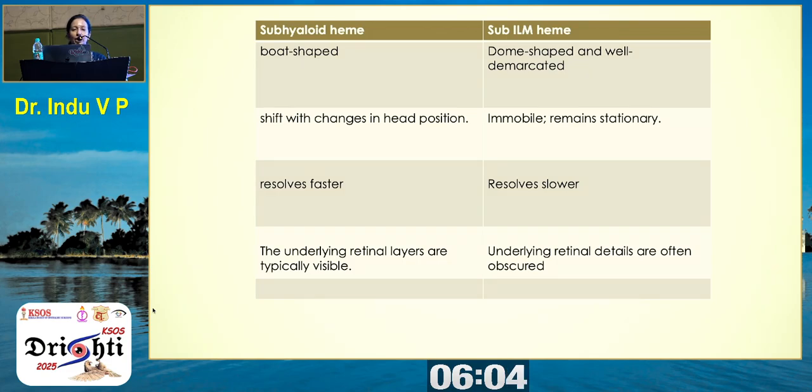So when you differentiate between a subhyaloid and sub-ILM, a subhyaloid is boat-shaped, sub-ILM is usually dome-shaped. A subhyaloid shifts with the position of the head, whereas sub-ILM does not shift. Subhyaloid resolves faster because it's more amenable to treatment, and the sub-ILM does not resolve so fast. And for a subhyaloid hemorrhage, the underlying retinal layers are typically visible on OCT, whereas in a sub-ILM bleed, the underlying retinal layers are often obscured.